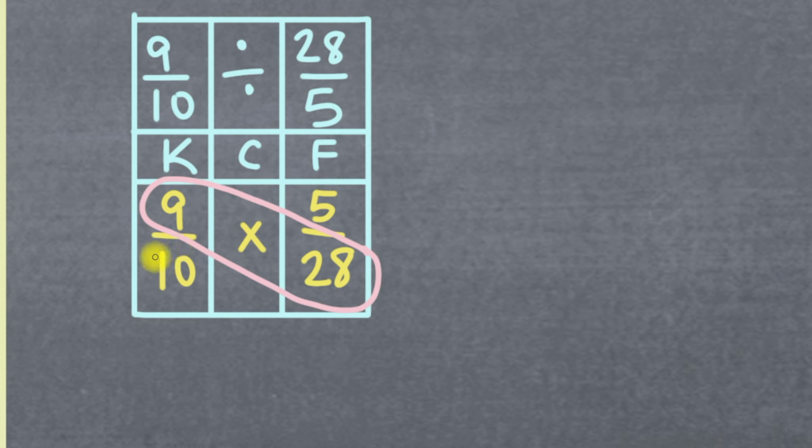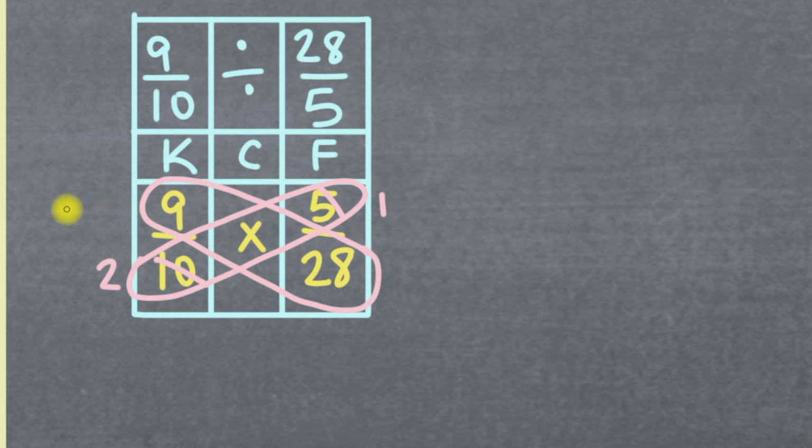But let's look across this way. Let's look at the denominator here and the numerator here. 10 and 5. Is there any number that can divide both 10 and 5? Well, yeah. Both 10 and 5 can be divided by 5. So let's do that. 10 divided by 5 is 2. So I'll cross that off and put a 2 here instead. And 5 divided by 5 is just 1. So I'll cross that off and put a 1 instead.